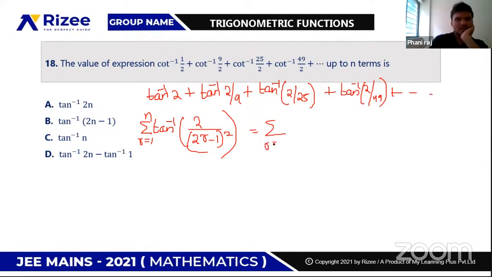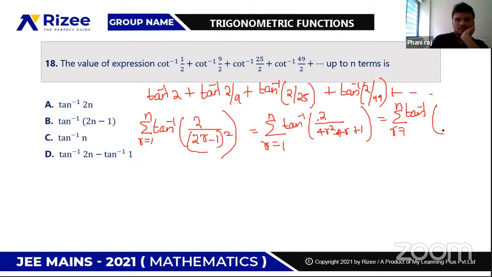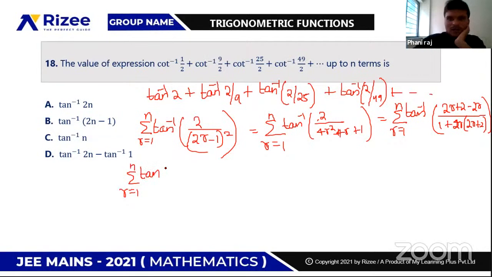So we'll expand this. This is the summation of r equal to 1 to n of tan inverse of 2 by 4r square minus 4r plus 1. This is the same as 2r into 2r plus 2, correct? 4 into r plus 1, so 2r into 2r plus 2, which is the same as 2r plus 2 minus 2r. Now it's a telescopic series. It's the summation r equal to 1 to n of tan inverse of, what is this? So tan inverse of 2r plus 2.